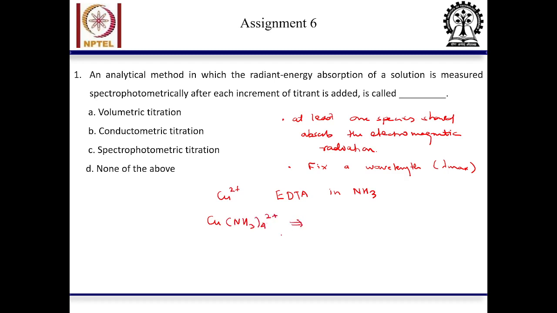This has a strong absorption around 745. So once we record the spectra, we know the lambda max for this copper ammonium complex. Now we are adding the EDTA. What will happen? Most of the EDTA complexes are colorless, so basically the absorbance decreases.